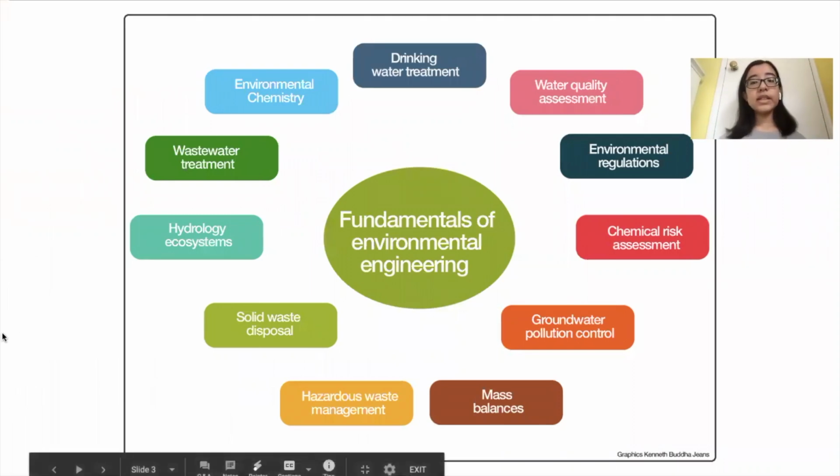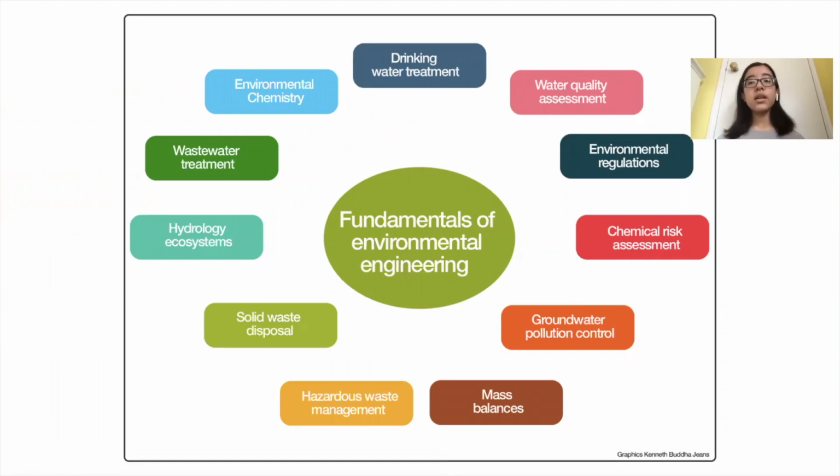So this picture just shows the different things that environmental engineers can do. They can improve the quality of our water through water treatment. Environmental chemistry plays a big role in it. Water quality assessment, basically testing the water to make sure there are no harmful chemicals in there. Environmental regulations, ensuring that cities and towns meet environmental regulations and are doing their part. Chemical risk assessment, as I mentioned earlier, if there are chemicals in water that are harmful to human beings, then they test for that.